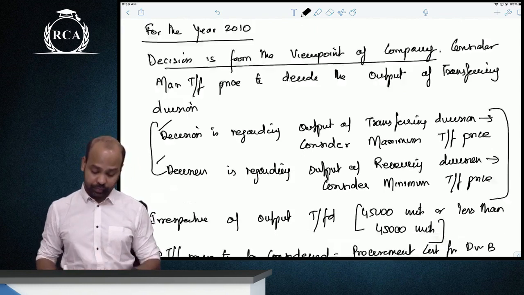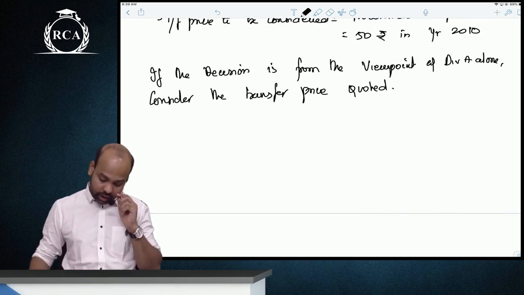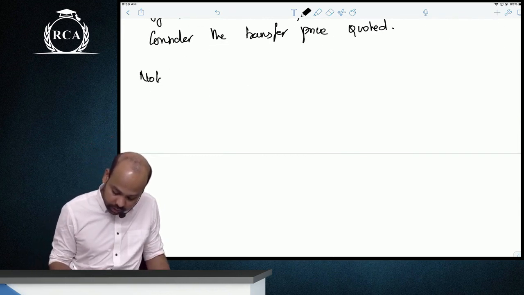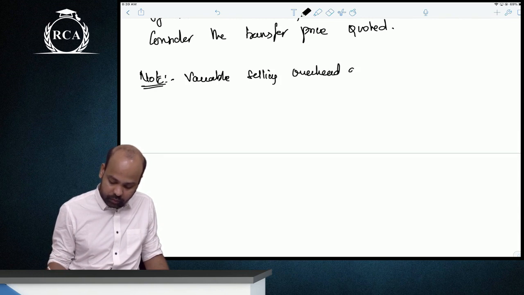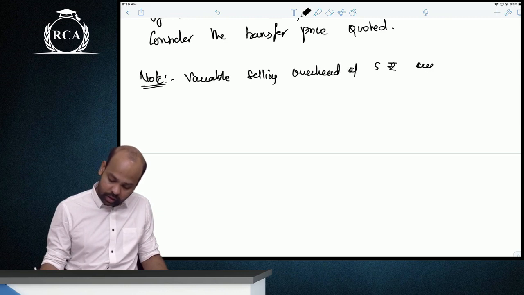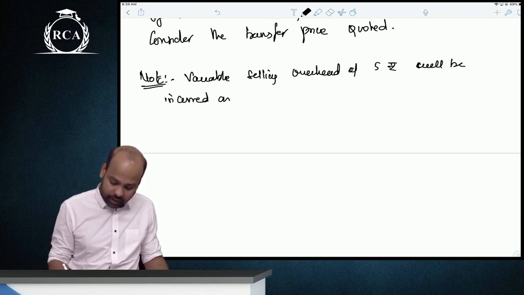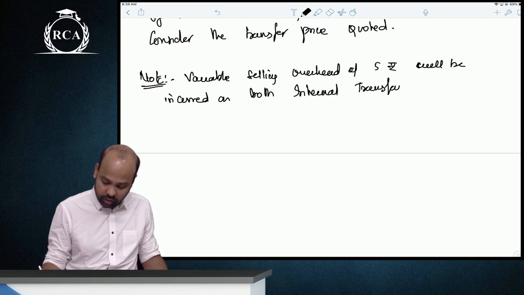Yes sir. Now guys, what are the contributions per unit that we are going to get? Another important note, beta: the variable selling overhead of 5 rupees will be incurred, guys, on both internal transfers and the special order, on both internal transfers and special order.